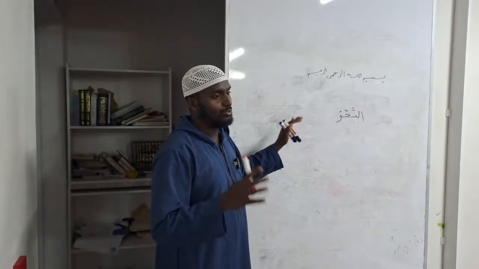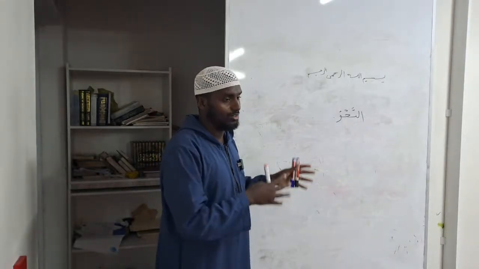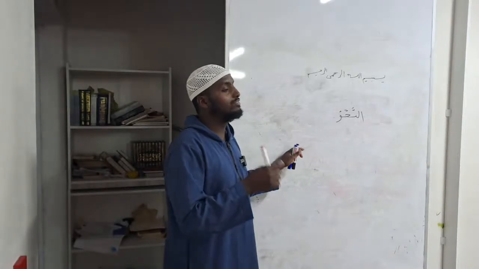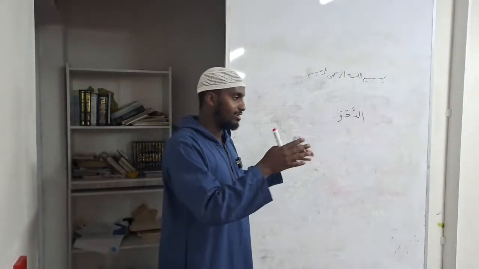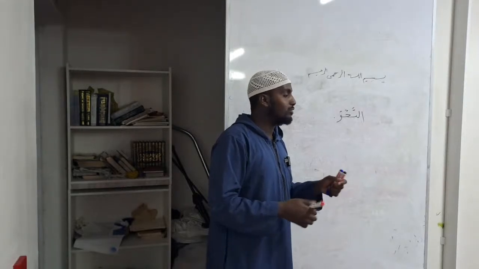A rule in grammar is that the mubtada is always marfu', which we're going to learn now. A khabar is always marfu'. What do these words mean? These words give you the i'rab, or the role of the word in the sentence. What role does it play in the sentence? And we'll know it by the end casing.